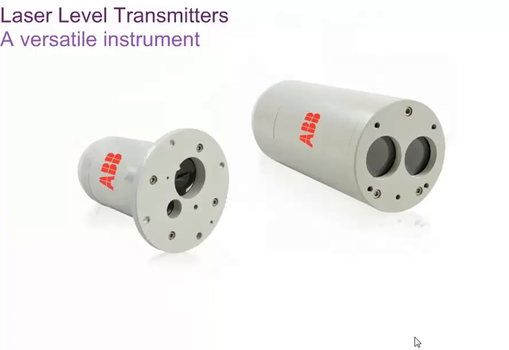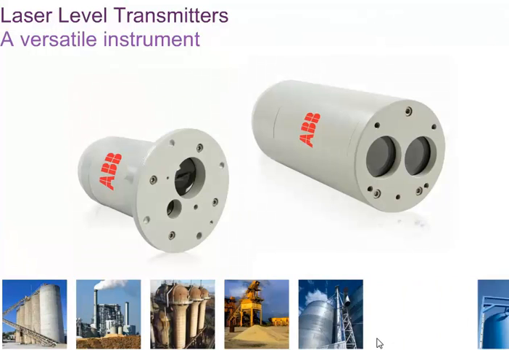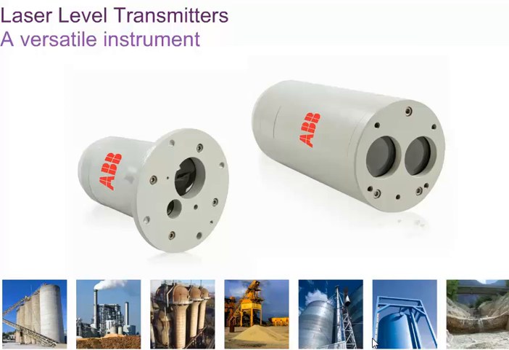The laser level transmitters are a non-contact continuous level measuring instrument. They're designed specifically for granular solid materials and liquids, except completely clear liquids. Based on laser technology, the laser level transmitters can measure the level of almost any kind of bulk solid material stored in silos, chutes, and hoppers. They can also measure the level of most liquids stored in tanks, reservoirs, wells, and channels.